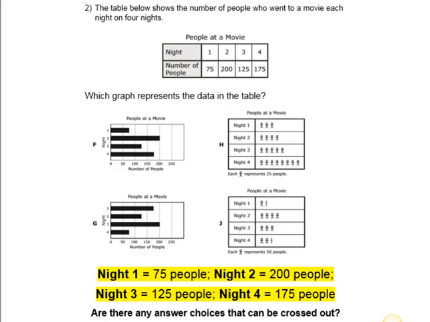For H and J, you have to be careful, because in the pictograph, one stick person for H represents 25 people. Even though it shows 3 people for night 1, that really means 75 people because it's 25 people per stick person. Also, for J, that person represents 50 people. So with pictographs, it's very important to look and see what the symbol is and how many is represented per symbol.